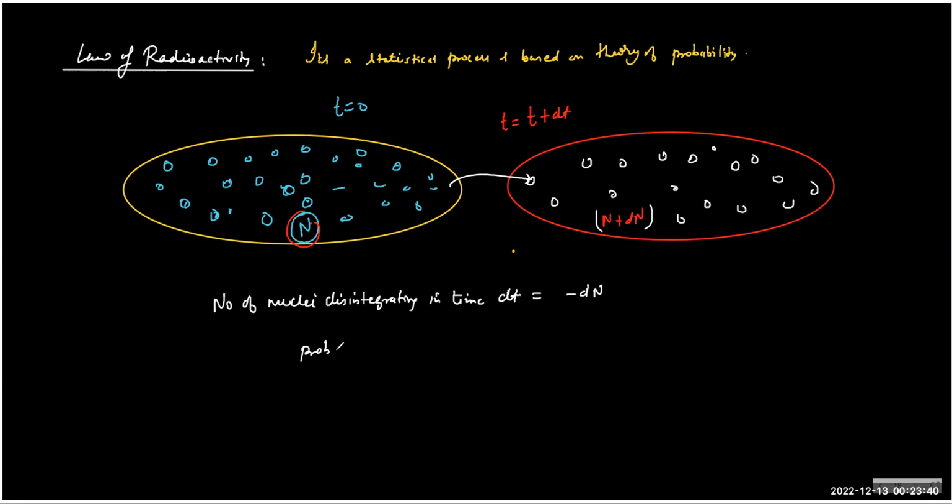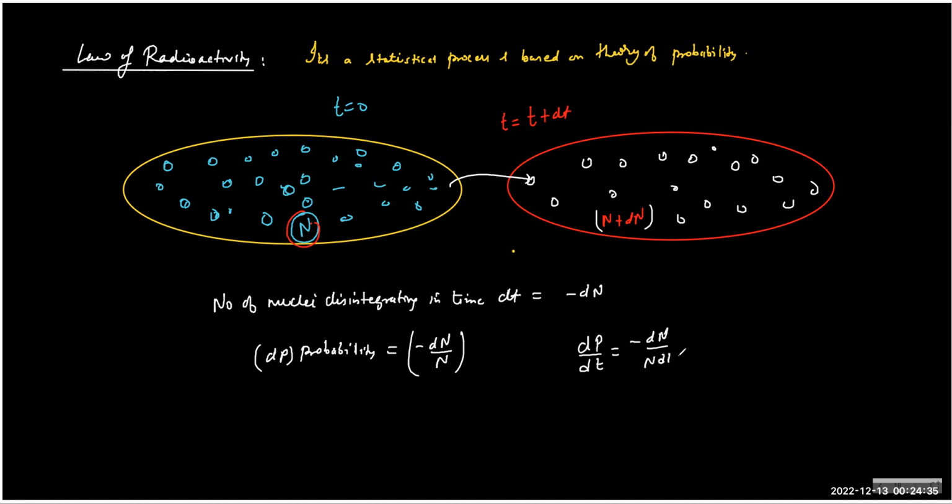So what is the probability of breaking of dN nuclei out of N? What is the probability of disintegration of dN nuclei out of N nuclei? Minus dN by N. This is called the probability, in how much time? Time dt. So we can call this dP. So here dP is the probability, and per unit time, what is the probability?